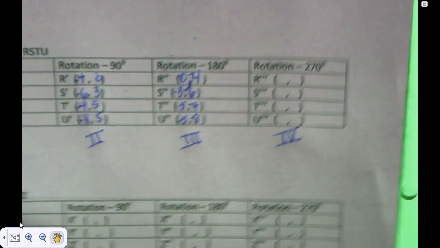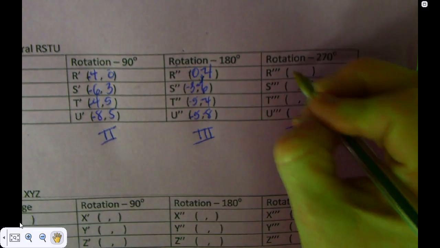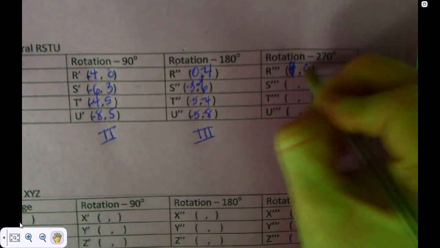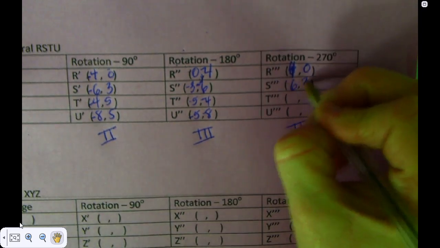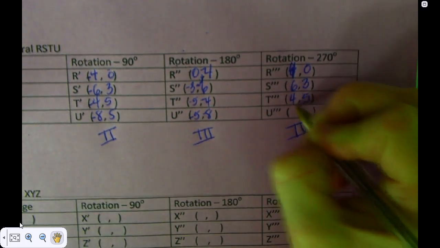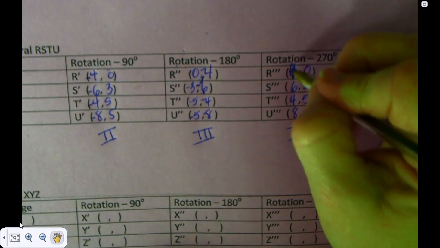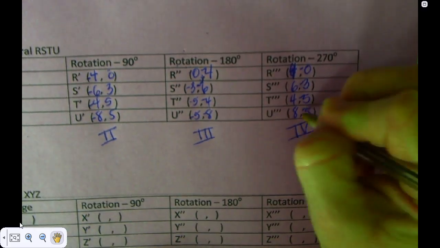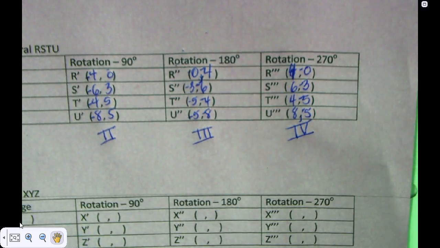Now, if I make a 270-degree turn, flip the numbers, and what's going to be negative? The Y, because you have to go positive then negative. Okay, we good?